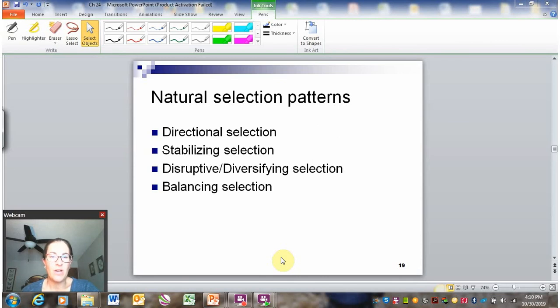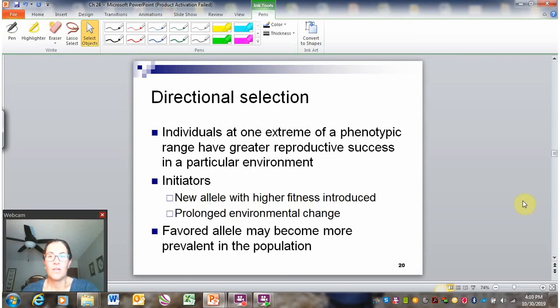So we'll start out with directional selection. In directional selection, it gets that name because one extreme phenotype is selected for in a particular environment. So if you have, for example, light and dark, either the light extreme is favored or the dark extreme is favored. And then that becomes more prevalent in the population. So it tends to decrease variation and select for extremes.